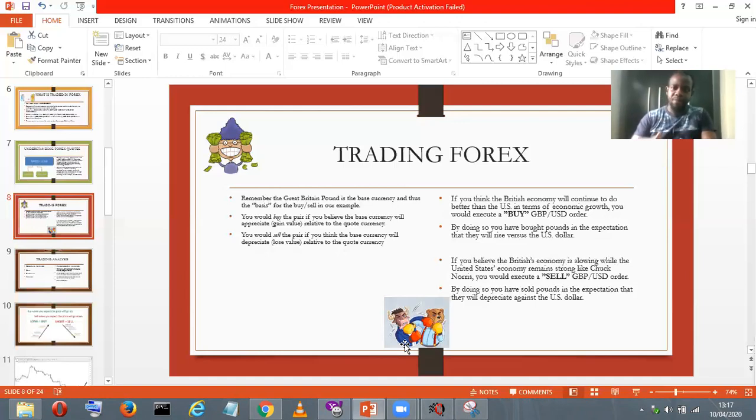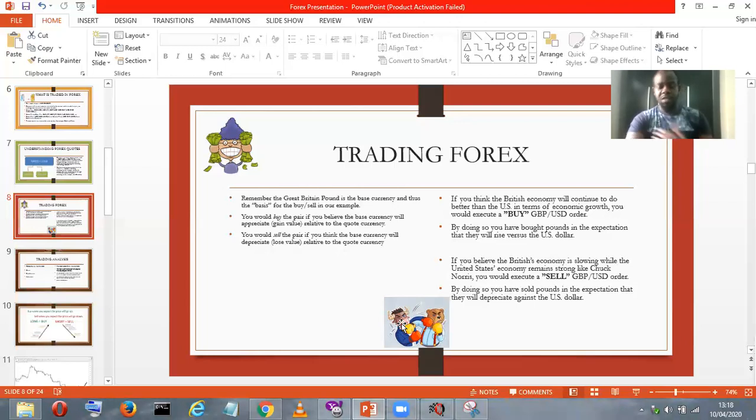It is a buy. In other words, when the value of that pair is going up, the value of that commodity, the value of that stock is going up, it is a bullish market. You can see here that is the bullish market.